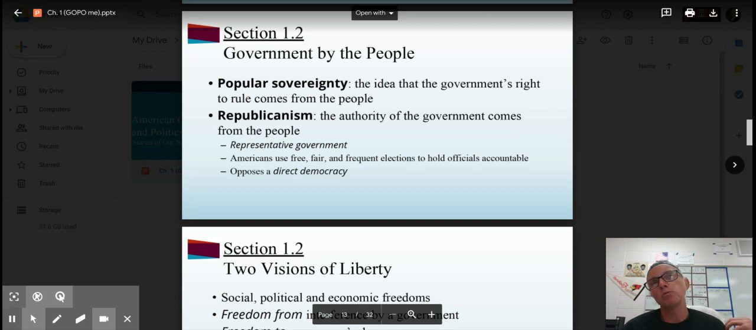But when it comes to popular sovereignty, it's not like the cool kids rule. It's people. So it's this idea that people rule the government. The government's right to rule comes from us. We give that to them. They didn't just automatically have it. We chose to give it to them.